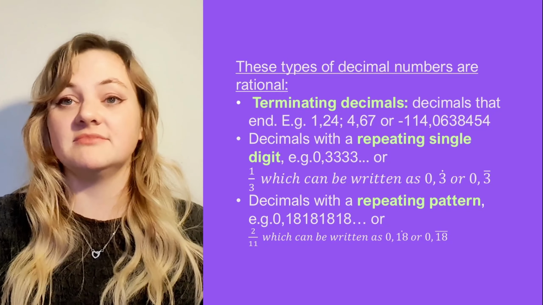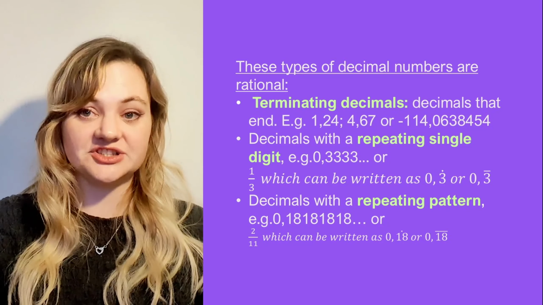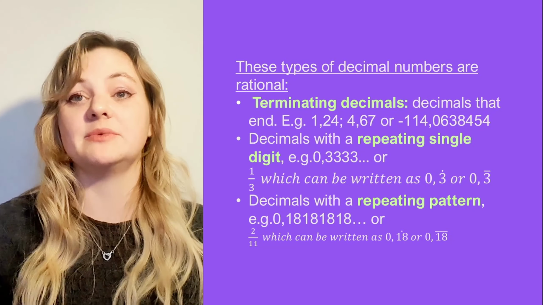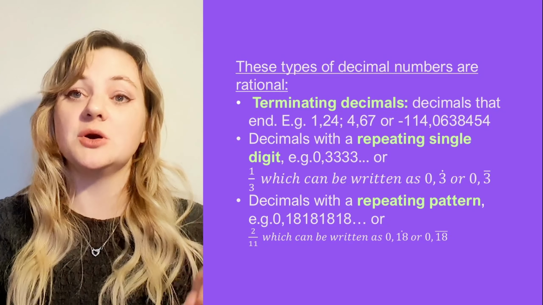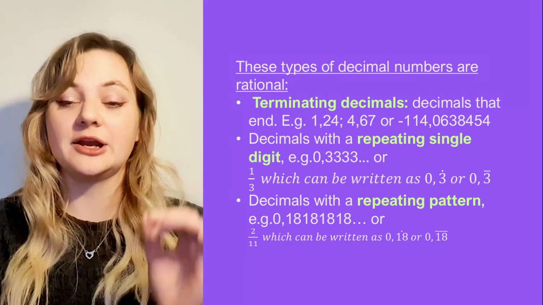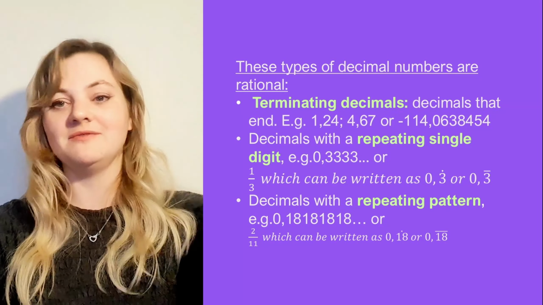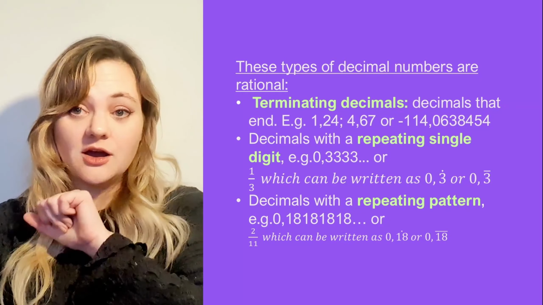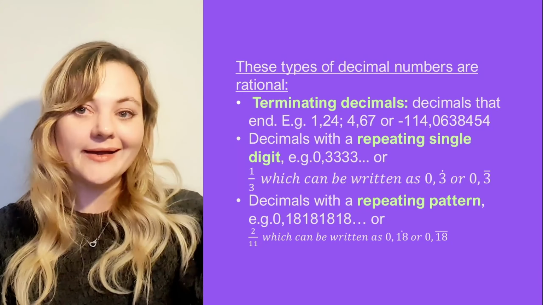Another one, repeating single digit. Repeating means it goes on infinitely, but it's the exact same number over and over and over, because 0.33333 repeating can also be written as 1 over 3 or a third, and it might show up as a little dot on top of the 3 or a little line.